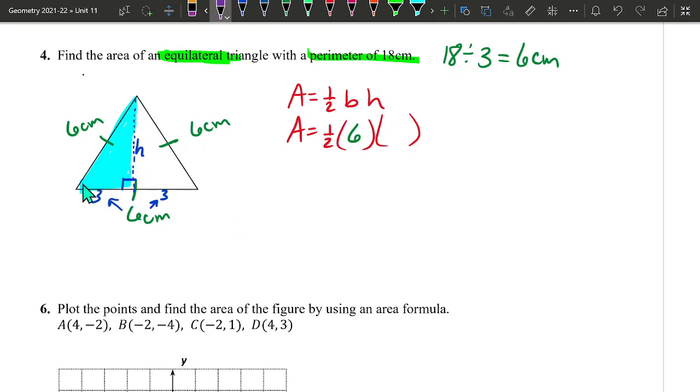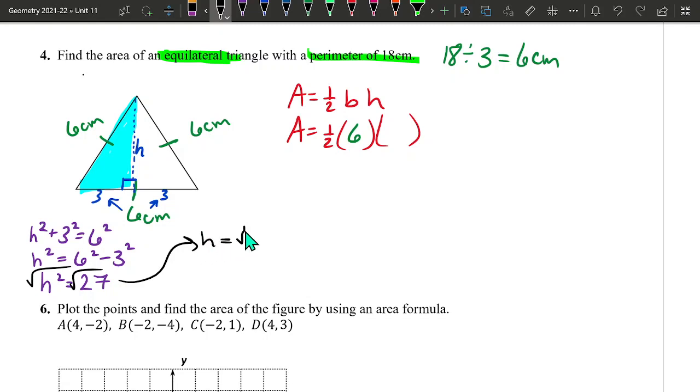So I'm going to do h squared plus 3 squared equals 6 squared. So the height has to be less than 6. So h squared equals 6 squared minus 3 squared. So h squared equals 27. Again, that's not a perfect square, but I can do the square root of it to get that h equals the square root of 27.